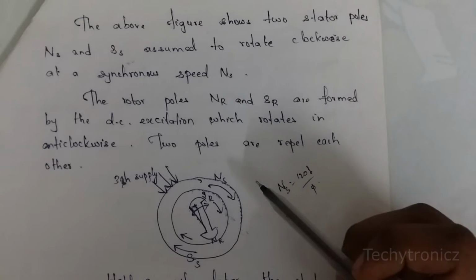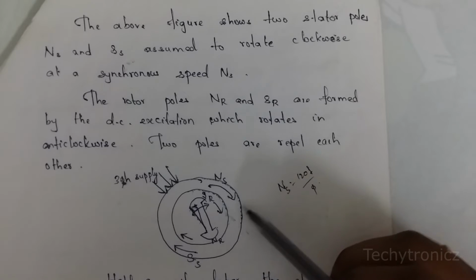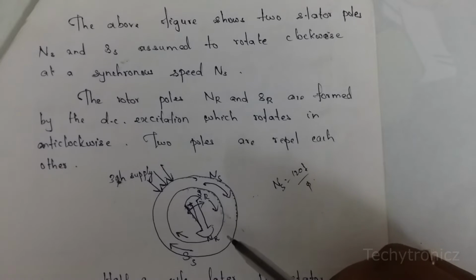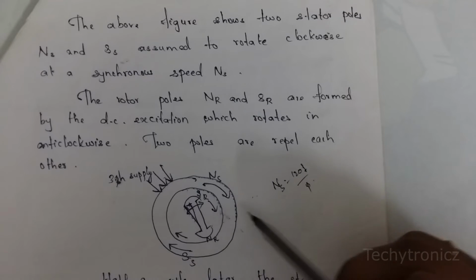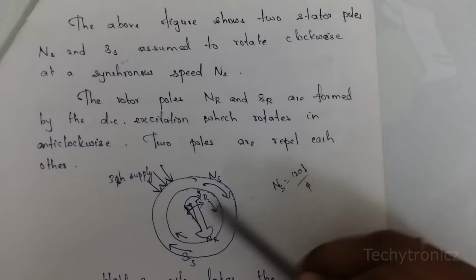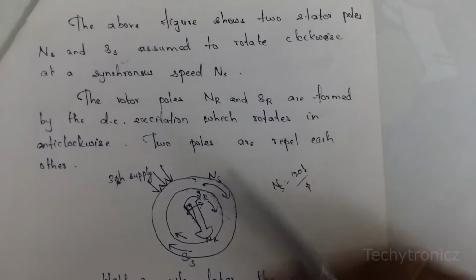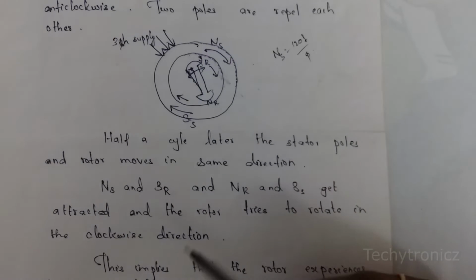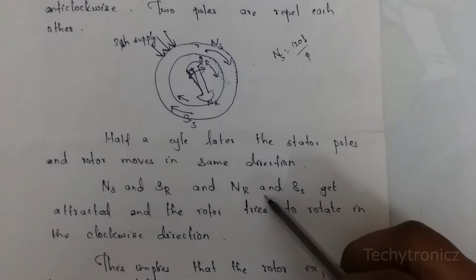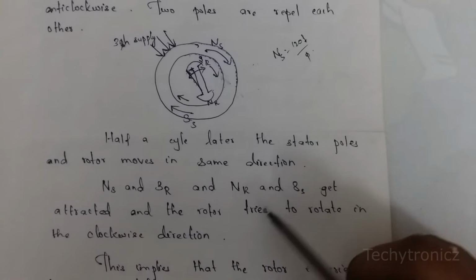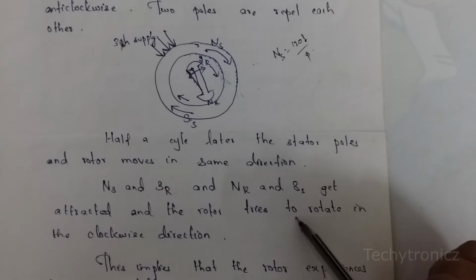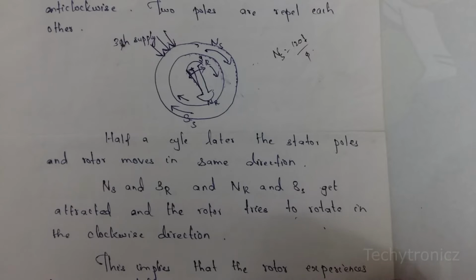The rotor poles are formed by the DC excitation. As I said, the rotor is excited by DC supply. These rotor poles rotate in the anti-clockwise direction, so the two poles repel each other. After a half cycle, the stator poles and rotor poles move in the same direction, and they get attracted and the rotor tries to rotate in the clockwise direction.